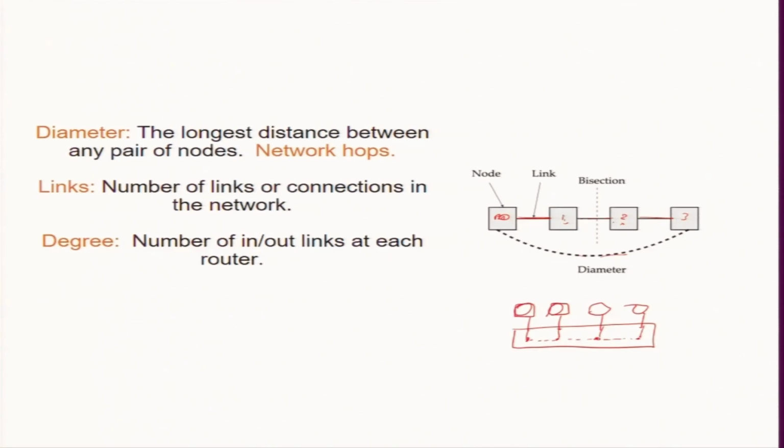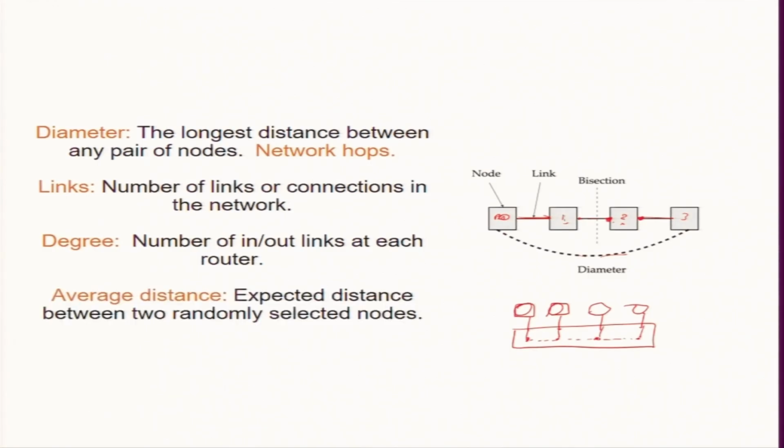Degree is the number of in and out links at each router. Here there are 2 links, and at 2 also there are 2 links, but 3 and 0 have 1 link. If it is a long linear chain, then you can say the average is 2. We can ignore the endpoints which have only 1. And average distance: the average distance between any 2 randomly selected nodes is between 1 and 3. I did not compute it, but you can compute that average.